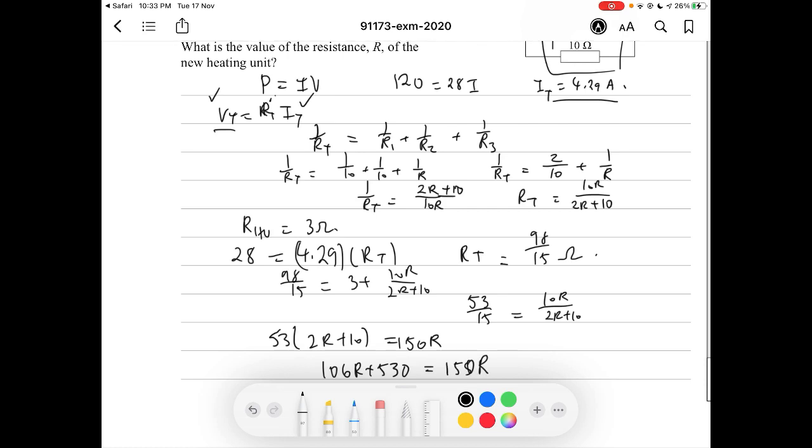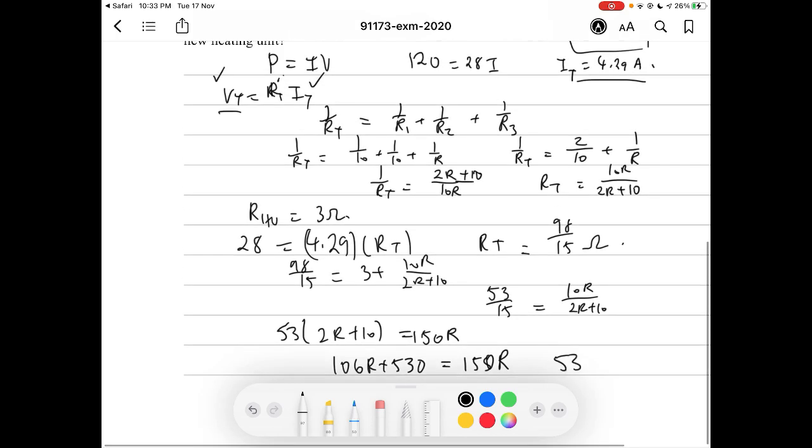If we subtract 106R from both sides, we should get 44R. So 530 equals 44R. And if we divide 530 by 44, that should give us our resistance is equal to 12.05 ohms, or approximately 12 ohms.